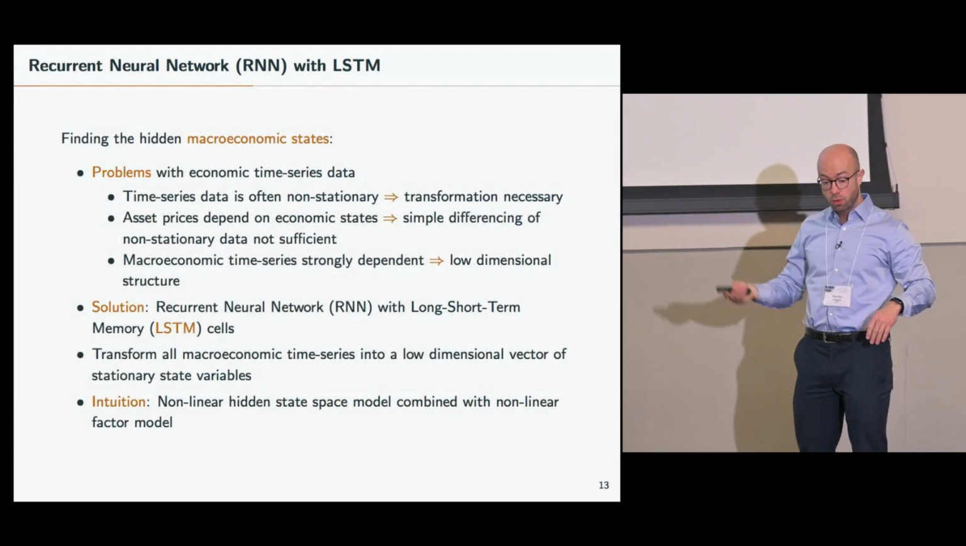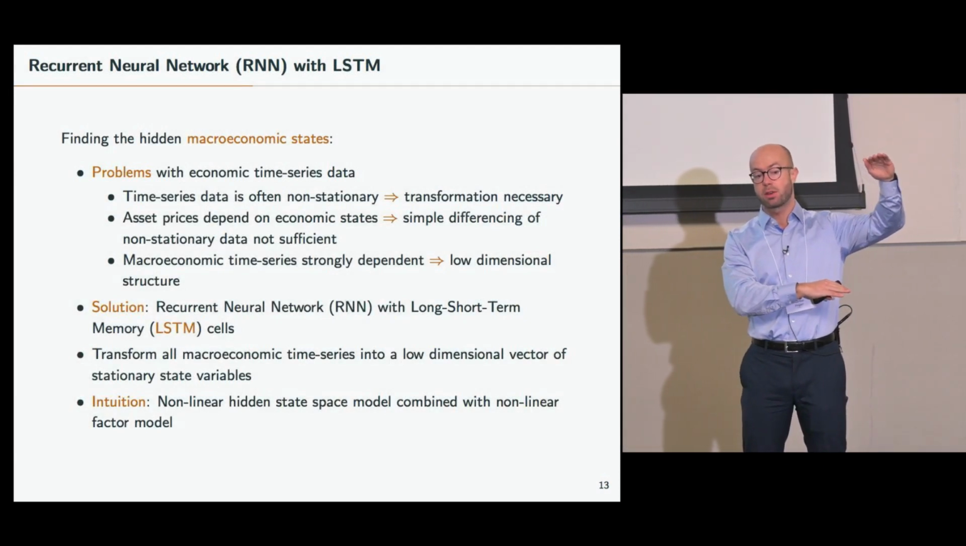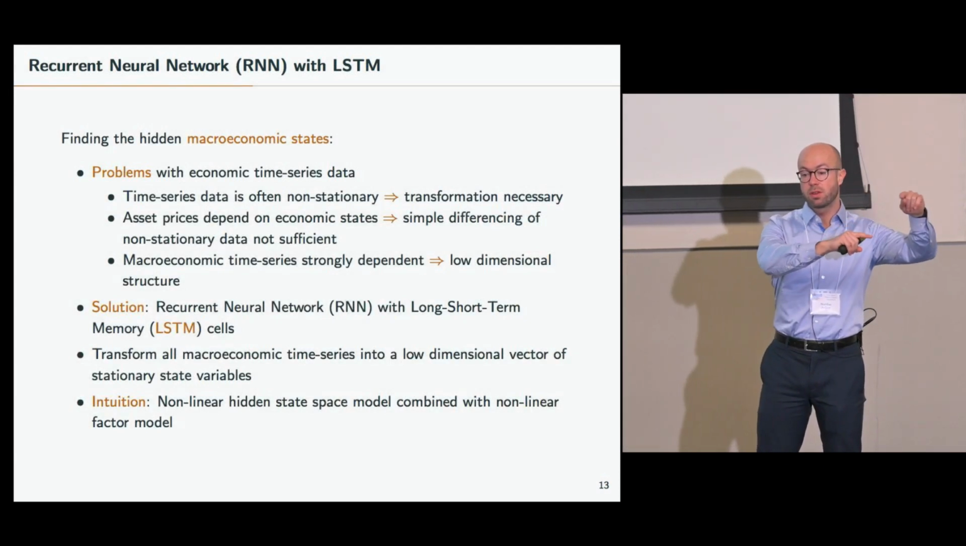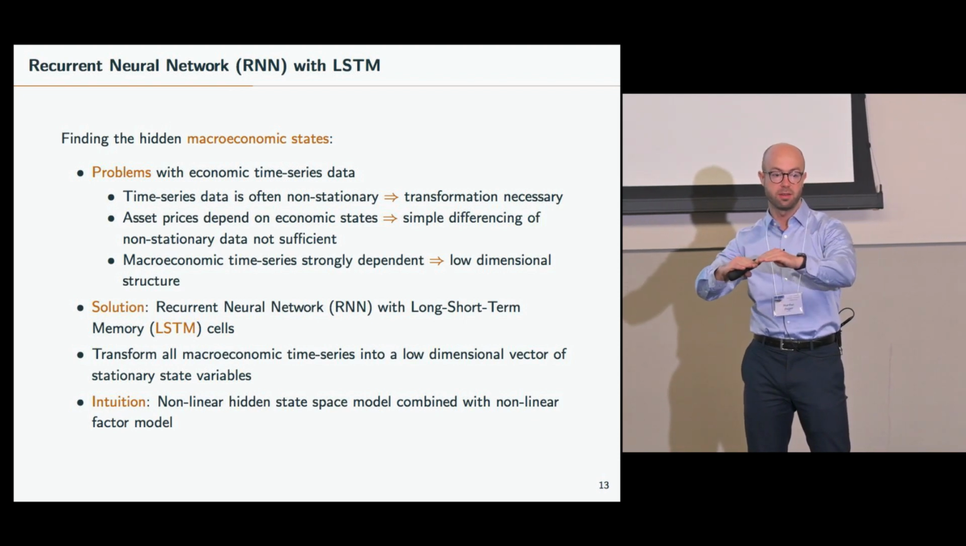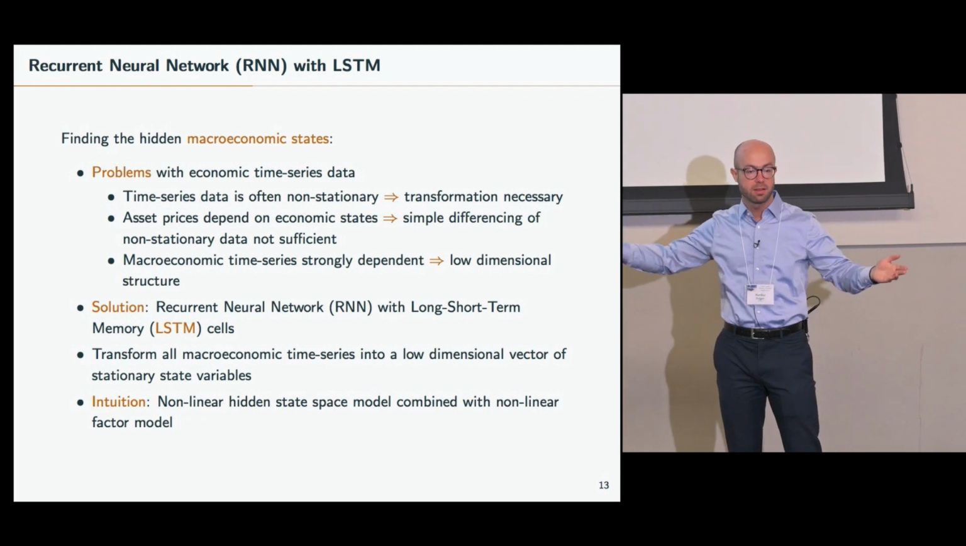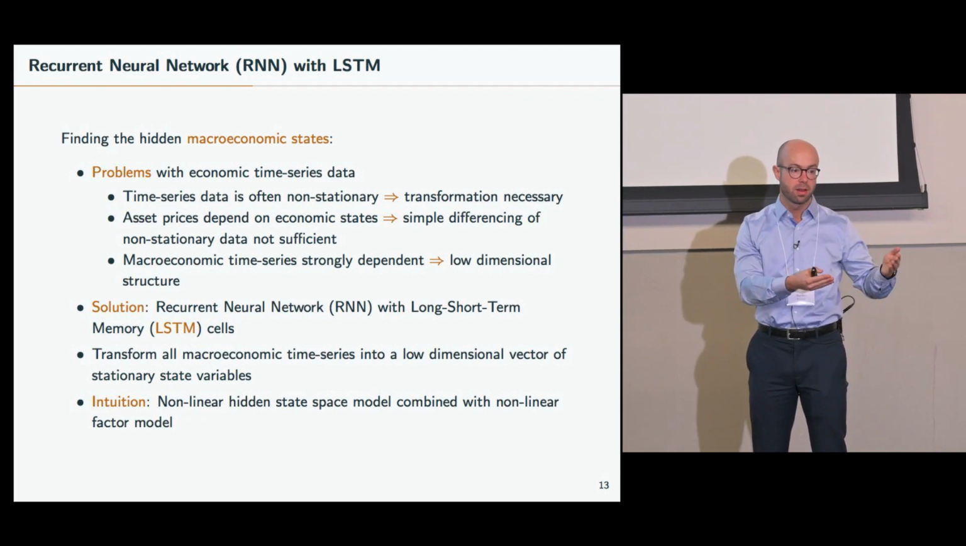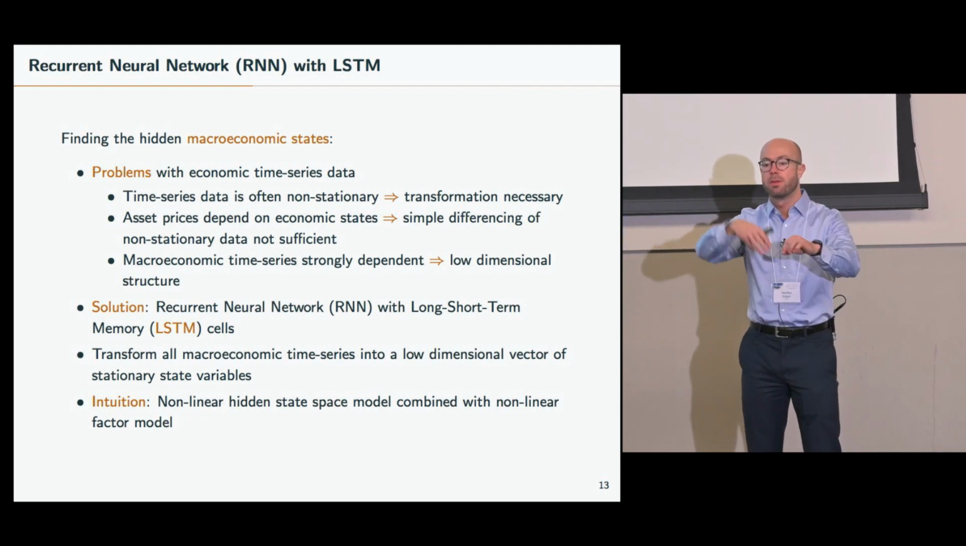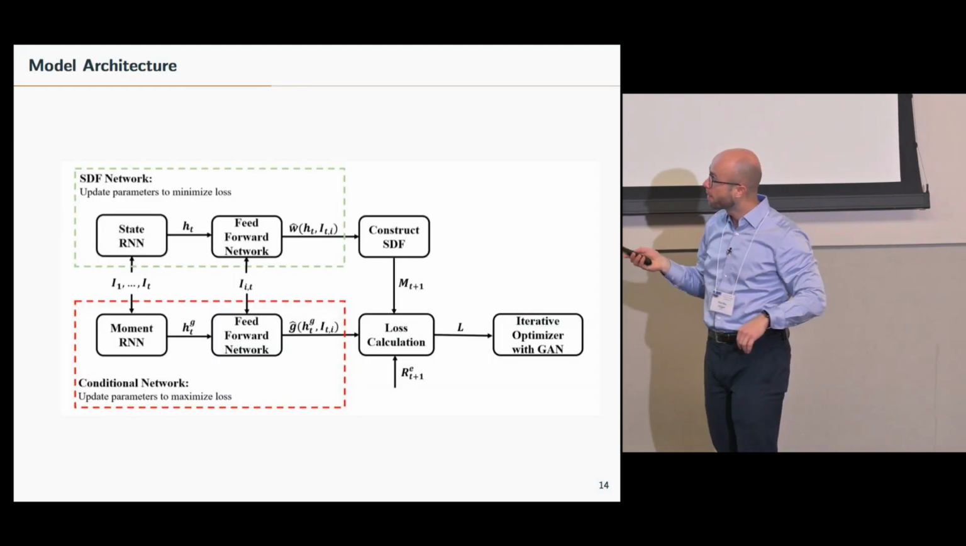So what an LSTM is going to do: I'm going to feed in 178 macroeconomic time series. It's going to give me a small number of economic states. On an intuitive level, you can think about it as if I'm doing something like a PCA, and then I run a filter on it, like a Kalman filter. Then I use this as an input for all the other approaches that come next.